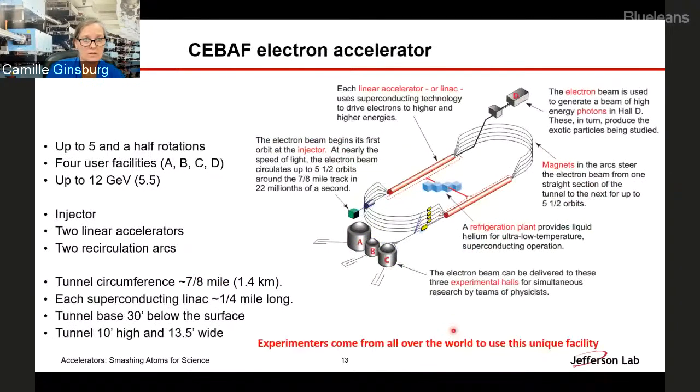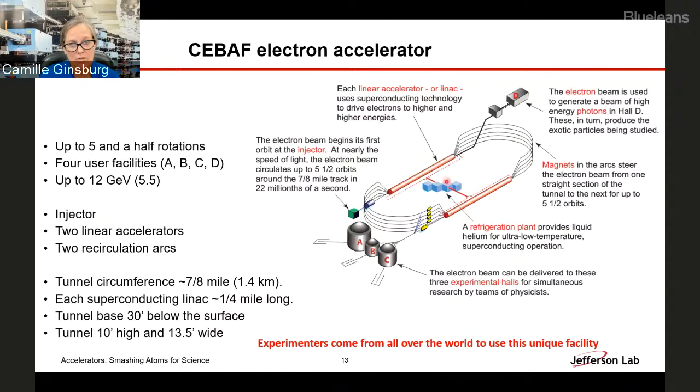So this is the CEBAF electron accelerator. An electron beam starts at the injector, shown here as the green cube. The electrons are very close to the speed of light almost immediately. They don't get any faster in the accelerator, they just gain energy. And so the electron beam can circulate up to 5.5 times around the track, like this. It can go up to 5 times to these 3 experimental halls, and 5.5 times to D.